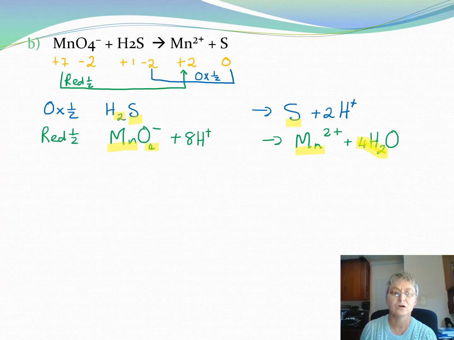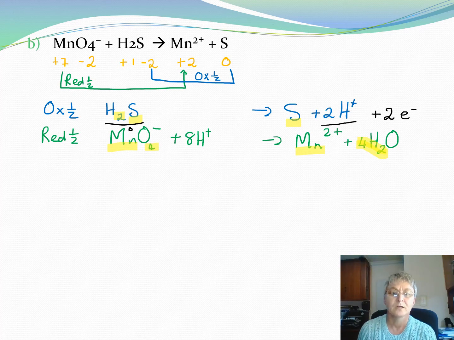So the total charge on the oxidation half reaction's reactant side is 0, and the charge on the product side is +2 from the hydrogens. So we need to get it to 0 by adding 2 negative electrons.